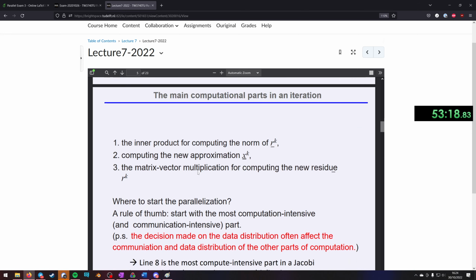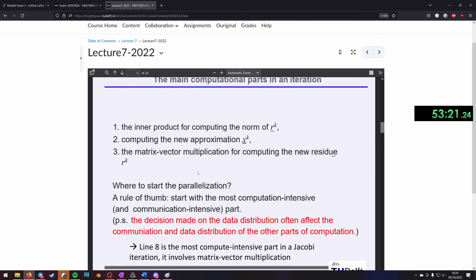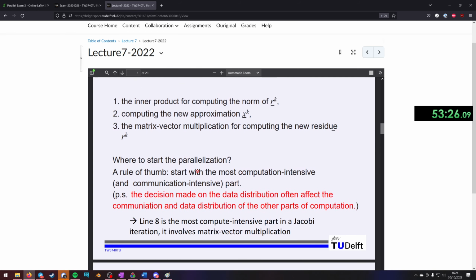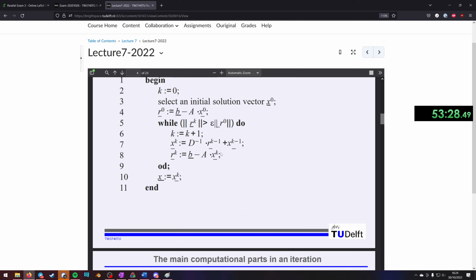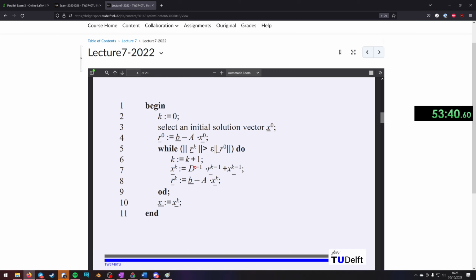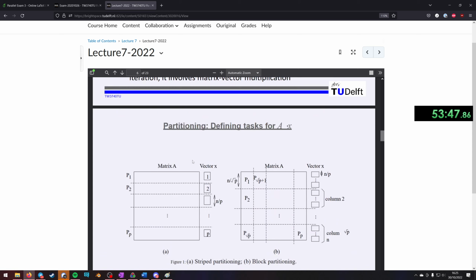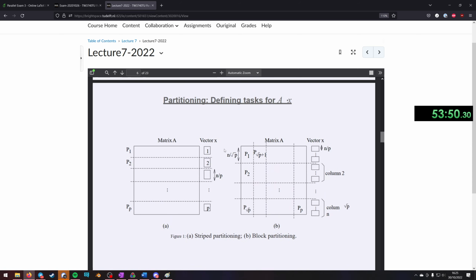8 is the most approximate. That's where we perform a matrix multiplication. I guess we also do that here. A is a full matrix, so that's more work than a diagonal matrix. Yeah, this is a full matrix, so that makes sense. So the matrix vector multiplication, that's the defining task for a Jacobi thing.